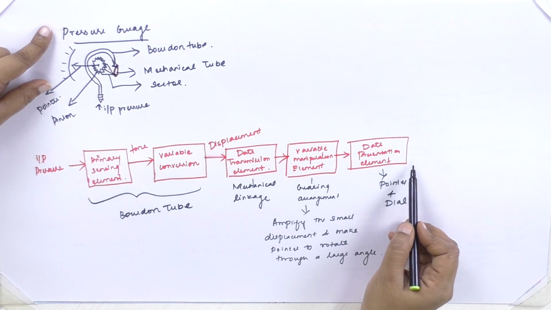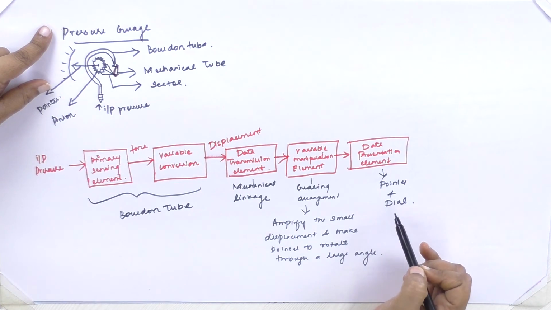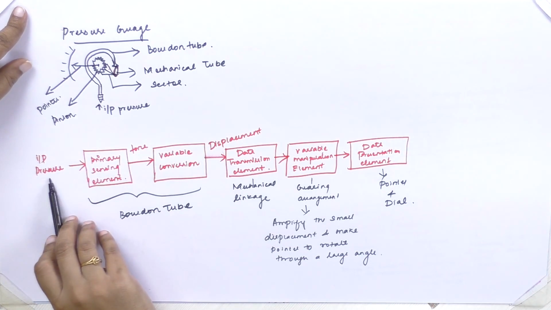Finally, the data presentation element, which is nothing but the pointer and dial, indicates the quantity to be measured, which is nothing but the input pressure. So, in this class we have seen the generalized block diagram for a measuring system, which has its own necessary functional elements and their functions, but the functional elements may vary according to the quantity to be measured and the instrument which is used for measurement.